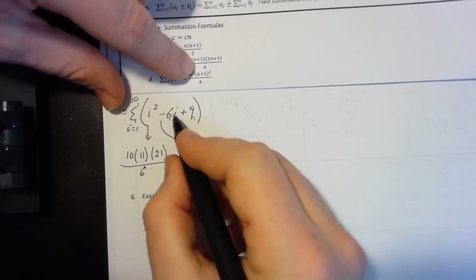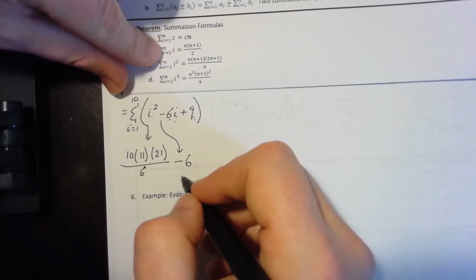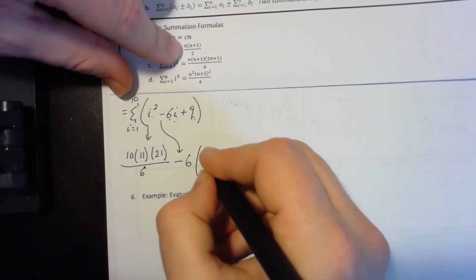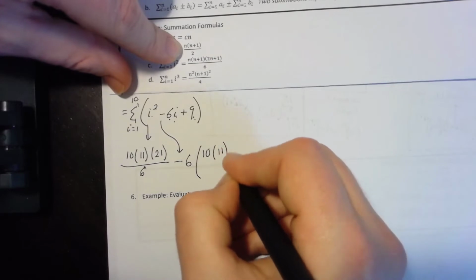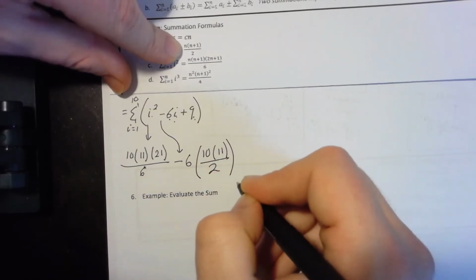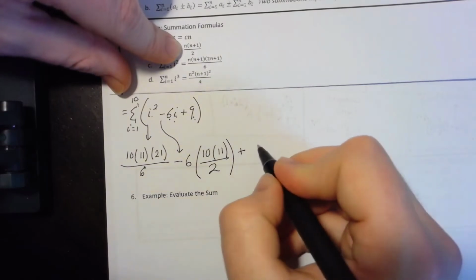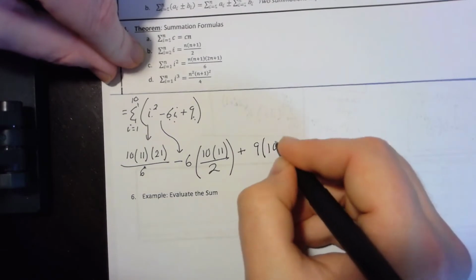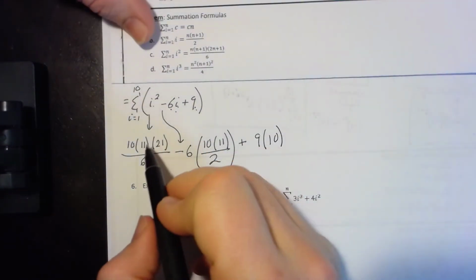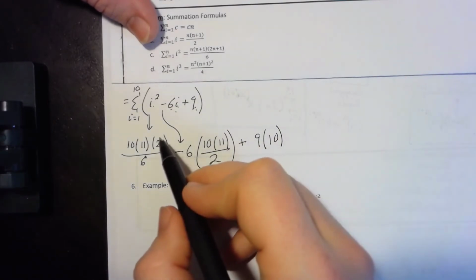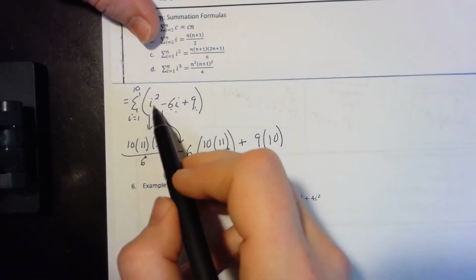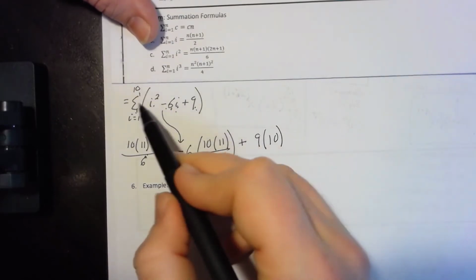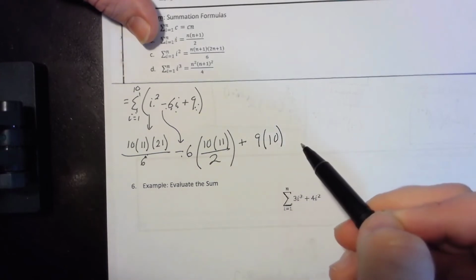Now the summation of just i is this thing right here, where n in this case is 10. So I'm going to replace all of those n's with 10: 10 times 11 over 2. And then I have a plus, and then 9, which is my constant, times my n value. My n value is 10. So you'll notice very carefully that we do have all of these pieces, and there is no more summation, because the summation of i squared is this, the summation of a negative 6i is a negative 6 times this, and the summation of 9 is 9 times 10.